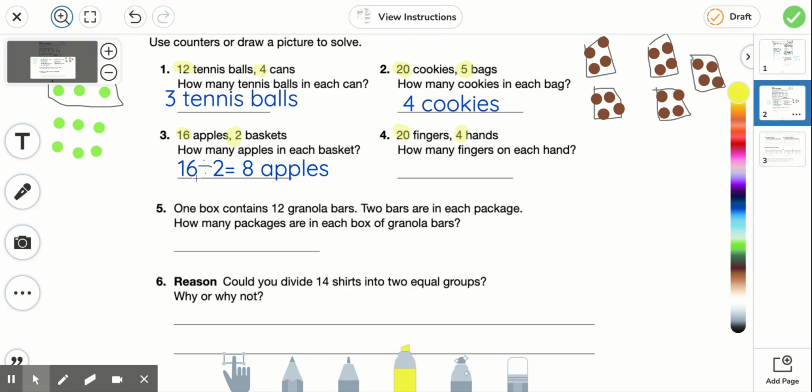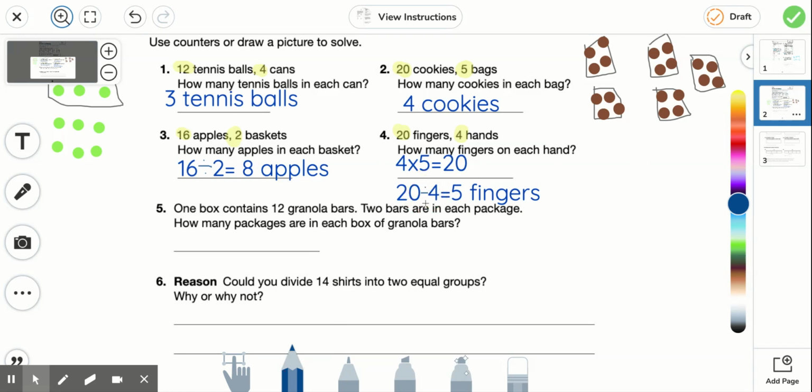How many on each hand? Well, what number times 4 is 20? 5. Because 4 times 5 is 20. That means that 20 divided by 4 will equal 5. So there are 5 fingers on each hand. And I've got to draw out this division symbol.